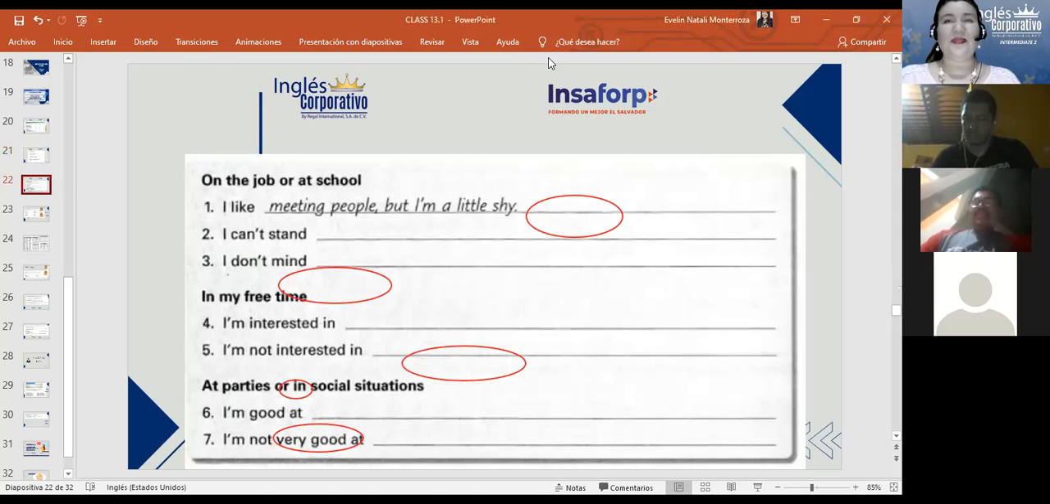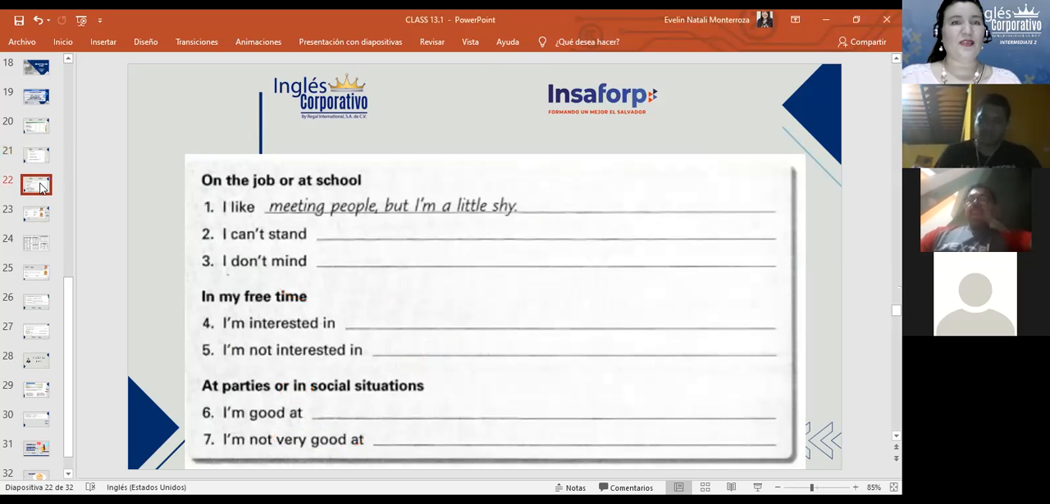So I am going to go first here. It says, I like meeting people, but I am a little shy. On the job or in school? What are some things that you can mention? On the job, something that I like is helping others. What is something that you like on your job? Here you have, I like meeting people. I like helping others. What do you like on your job?